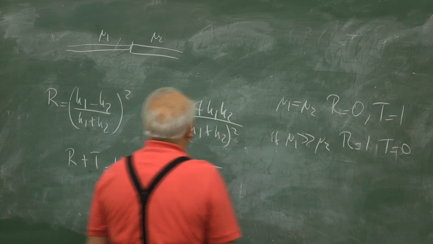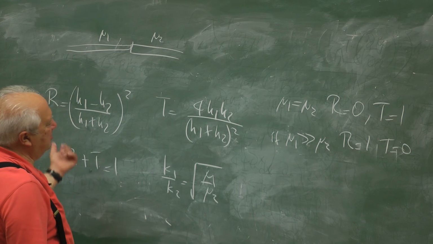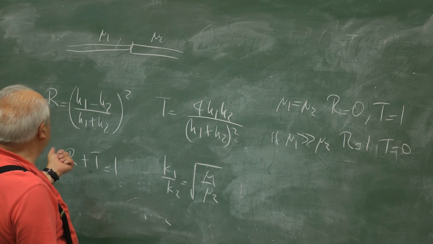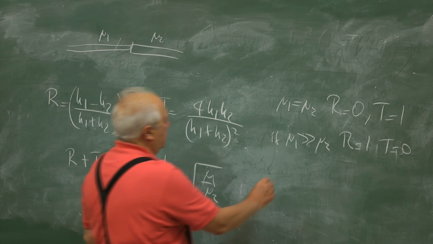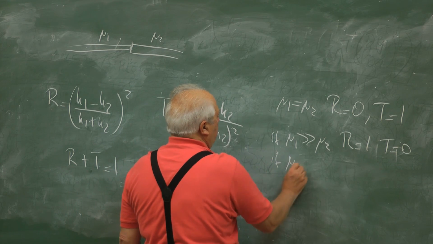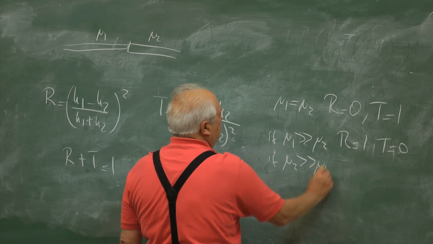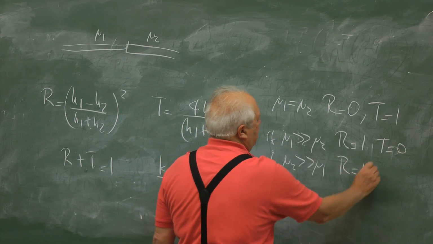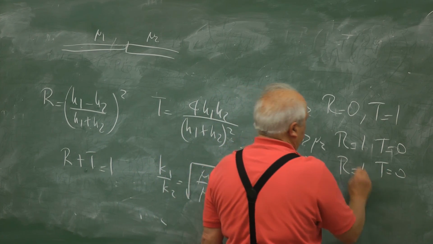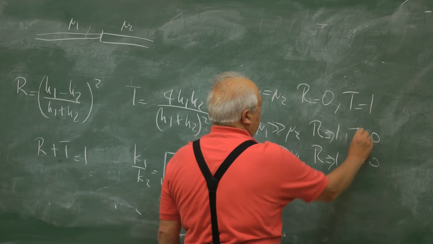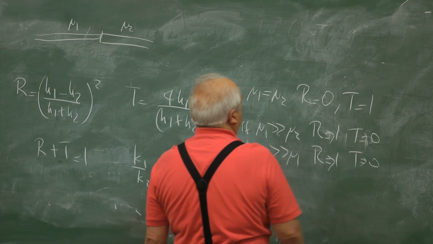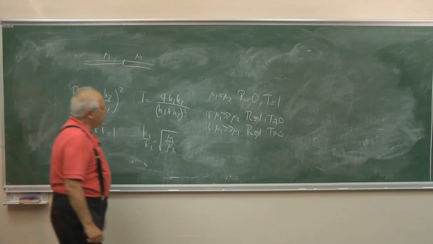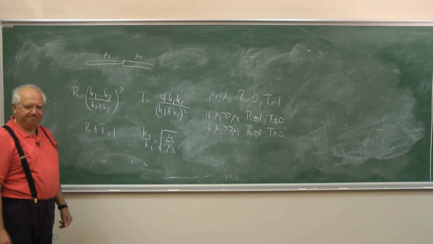But the same is true for the other limit. If mu2 is very much larger than mu1, then again r equals 1, t equals 0. R goes to 1, let's say. This goes to 0. All right, so these are the two limiting cases.